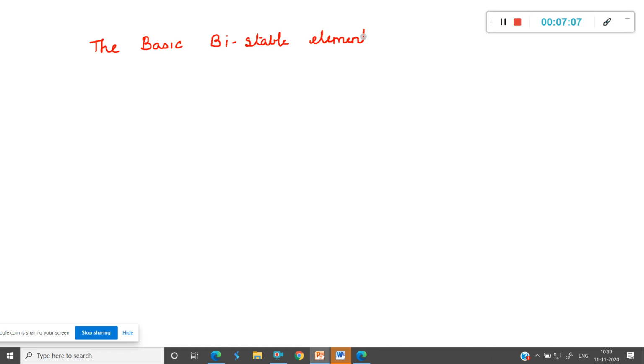Bistable means it is having two stable states. So let me draw the basic bistable element. It is nothing but two inverters connected back to back. So how do I draw this? Having two inverters connected in this way, here and this one connected here. So here the inverters are connected back to back.